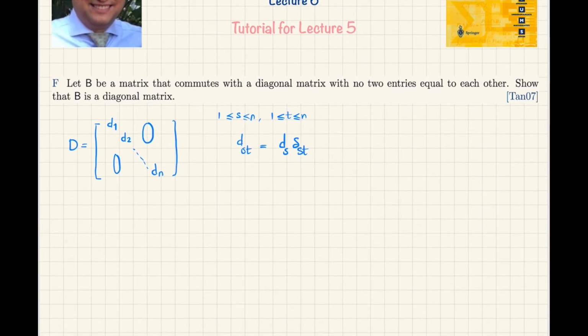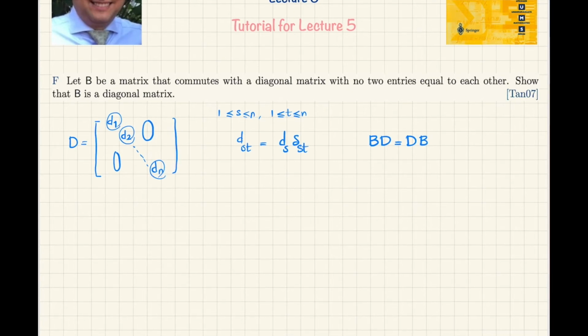Okay, now what we want to show, assume that this matrix B commutes with matrix D. So we know that BD is equal to DB. By the way, we know that none of the entries on the diagonal of this diagonal matrix are equal. So all of these numbers that you see here are different. Okay, so I want to show that B is also a diagonal matrix.